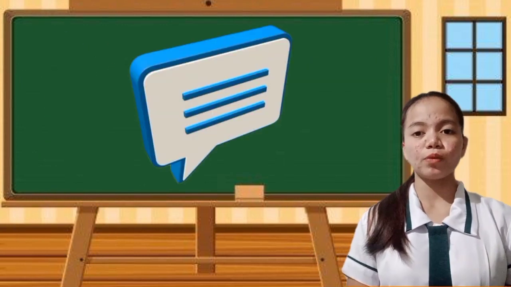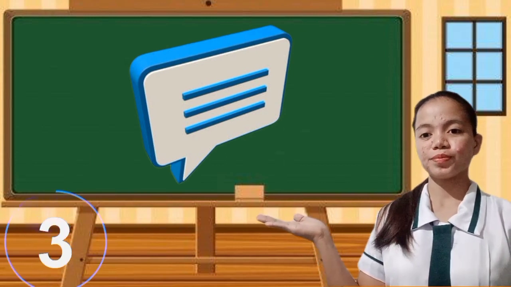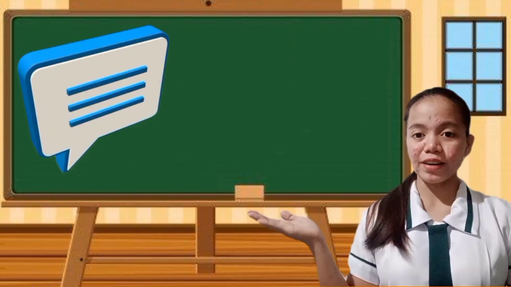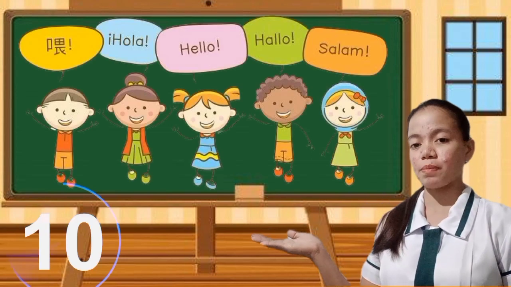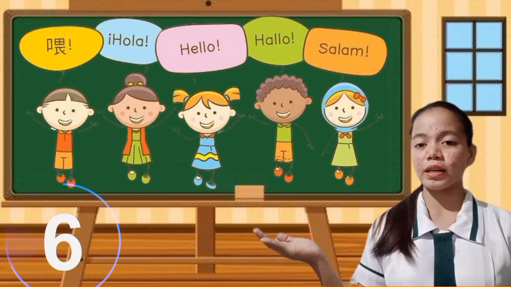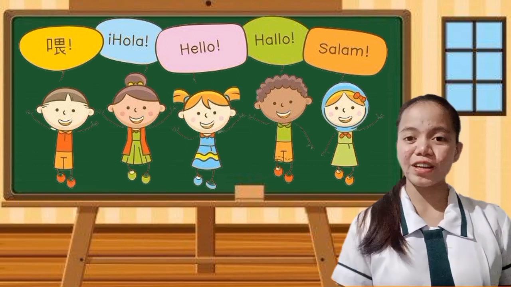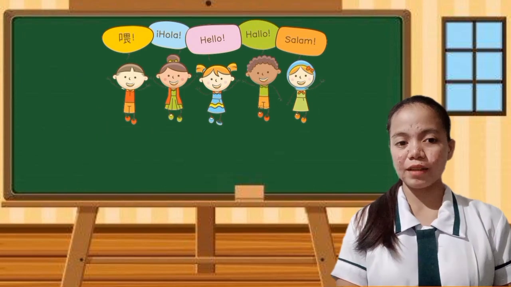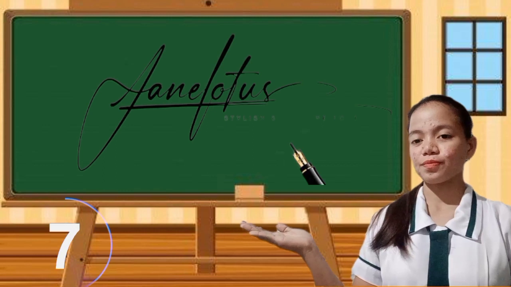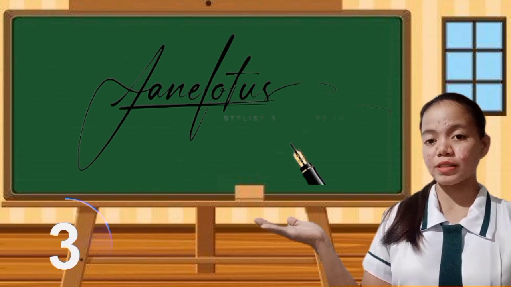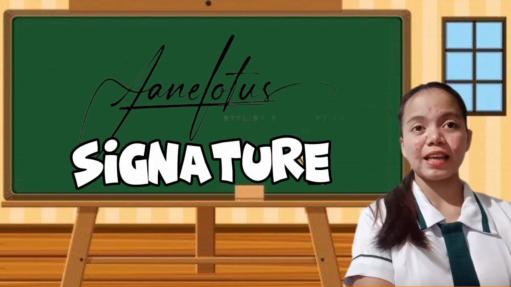For the third item, we have... correct, it is a message. And then for the fourth item, we have this image. What do you think is the image being shown? Very good, it is a greeting. And then for the last item, we have... what do you think this image signifies? Correct, it is a signature.